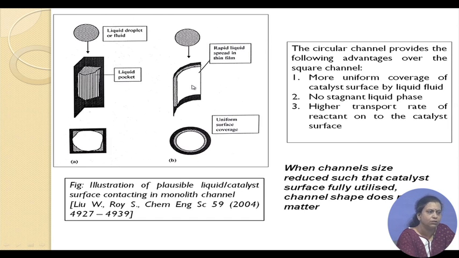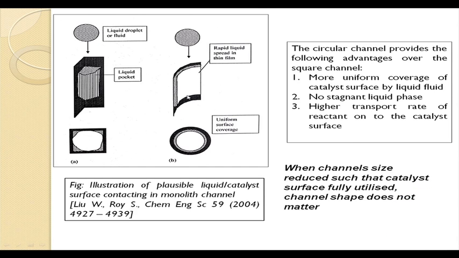Now, for the circular tube, we find that there is more uniform coverage of the catalyst surface by the liquid film, and there are no stagnant liquid phases, there are no sharp edges or corners where the liquid can get trapped and remain stationary. The gas cannot approach that region, and so those regions are not available for reaction.